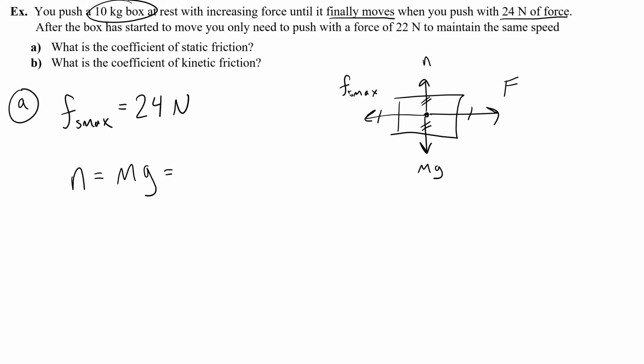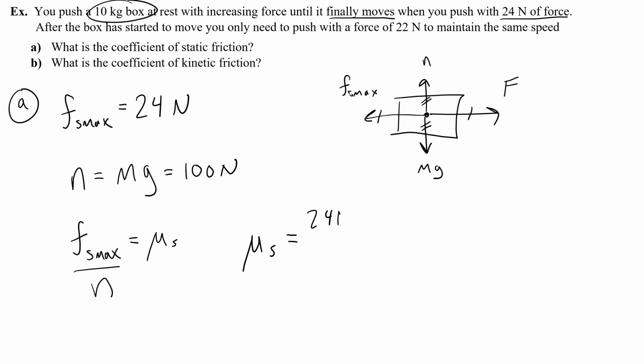So mass times the acceleration due to gravity. We'll use 10 to simplify this. It's just 10 times 10, so 100 newtons. And now I have enough information to solve for the coefficient of friction. Remember that maximum static friction is equal to mu s, the coefficient of static friction, times the normal force. So if I want to find the coefficient of static friction, then I just divide my friction force by the normal force. So to find mu s, I take that 24 newtons and divide by 100, which gives me 0.24.